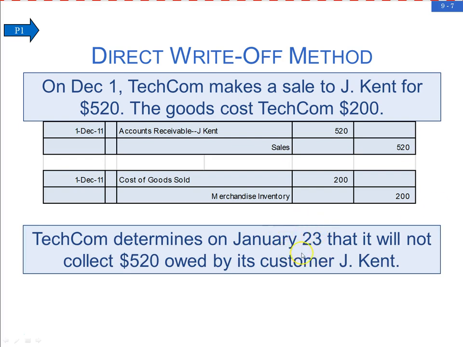Let's fast forward into the next year. It's January 23rd, and now we determine that our customer, J. Kent, the one who just purchased those things from us a couple months ago, but in a different accounting period, right, in a different year, is not going to pay us the $520.